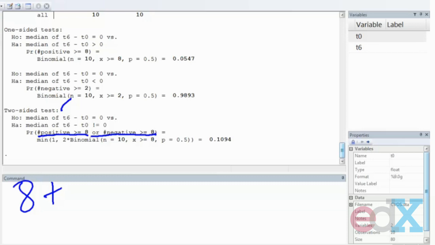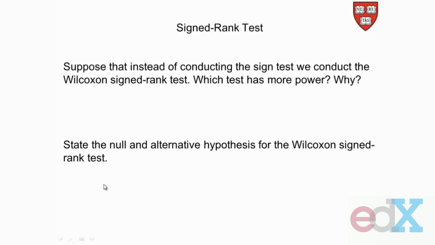Suppose that instead of conducting the sign test, we conduct the Wilcoxon signed rank test. Now, which test would have more power? The signed rank test has more power since it incorporates the magnitude of the differences via the ranks. So we're just using more information, which will give us a better chance of detecting a difference if there is indeed one. Remember, for the sign test we just use plus or minuses, but for the signed rank test we use plus or minus, and we also rank the magnitude of the pluses and minuses.